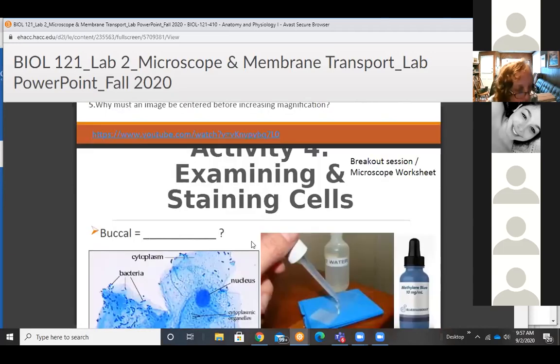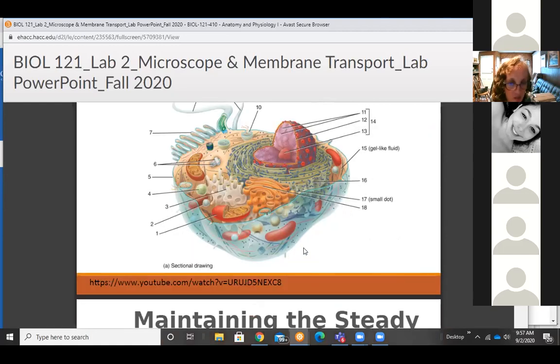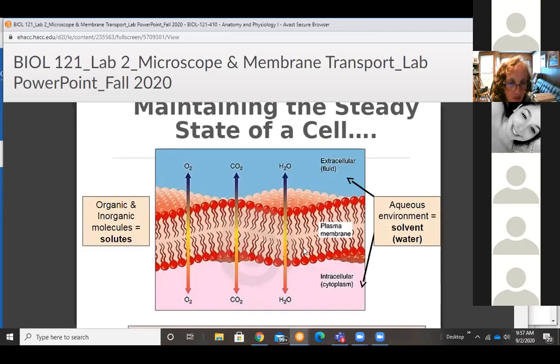This was one of the terms from that slide that talked about the different body parts. Buccal means cheek. Identify the different parts of the cell. You're going to want to use your textbook for this one. Maintaining steady state of a cell, meaning you're maintaining the homeostasis of the cell.